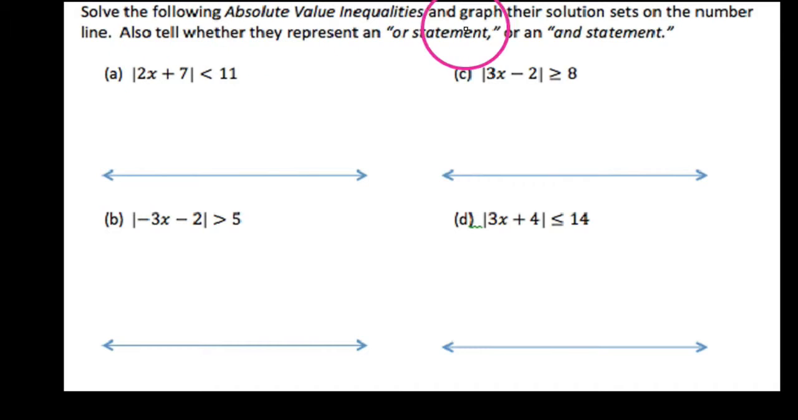It says solve the following absolute value inequalities and graph their solution sets on the number line, but also tell whether they represent an OR inequality or an AND inequality. Okay, so when I look at this and I say less than, right off the bat, I'm going to go back up here.